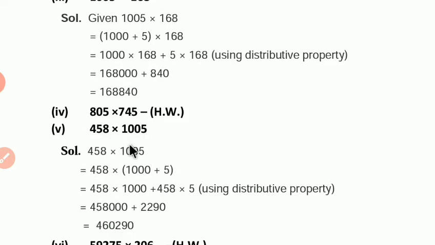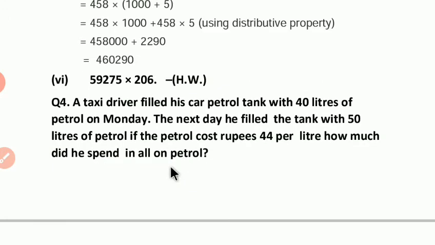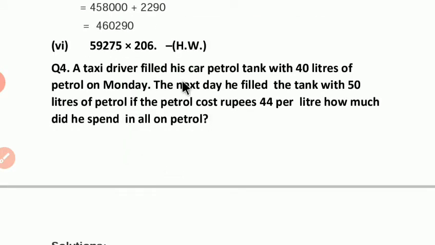Then the fifth one, 458 into 1005. We can write 1005 as 1000 plus 5. By using the distributive property, first you have to multiply 458 by 1000, then 458 by 5. First we'll multiply, then we will add. So the answer is 4,60,290. Question number 4 and the 6th one are left for you as homework, and you have to do them by yourself.